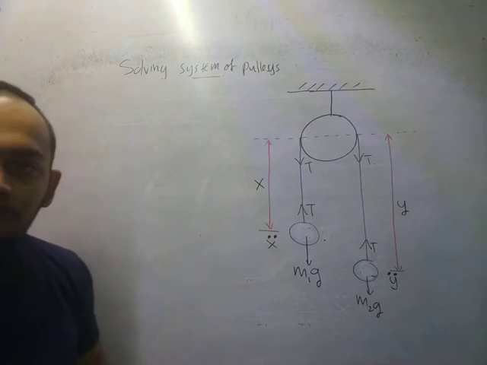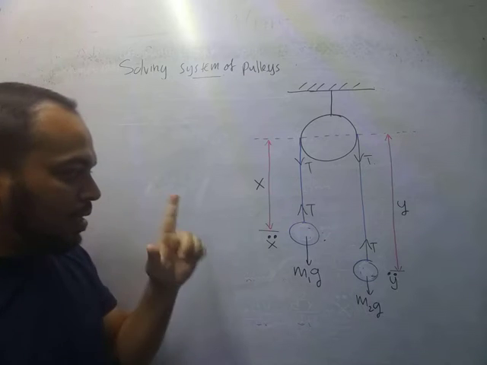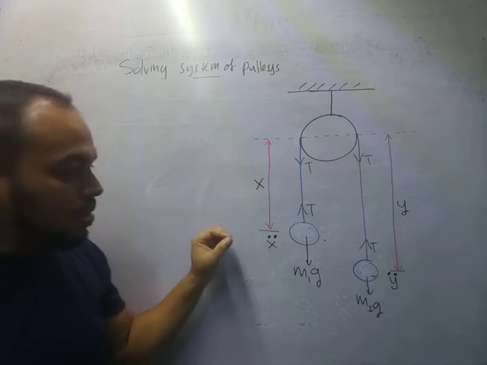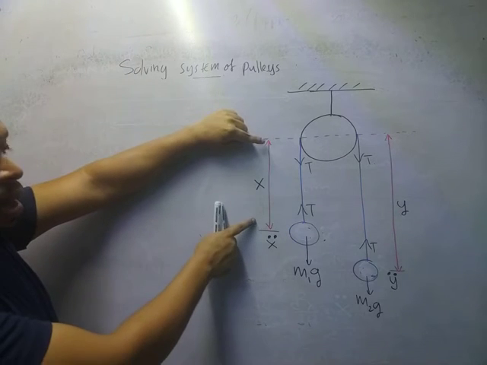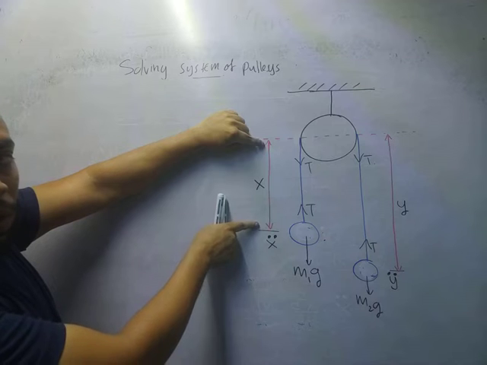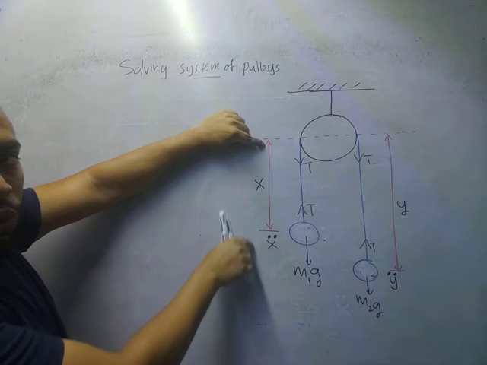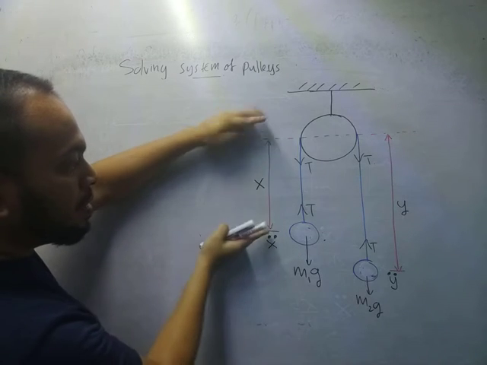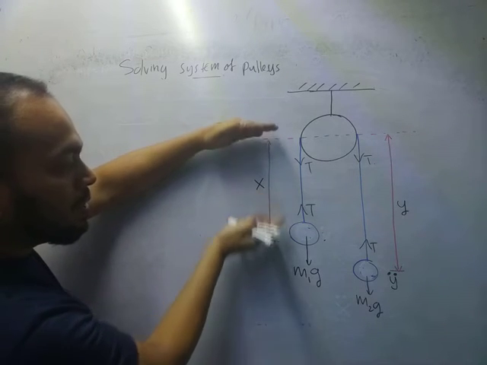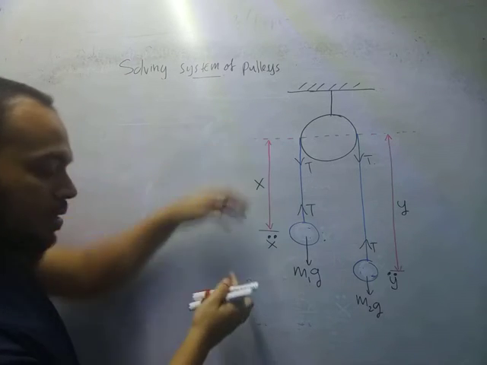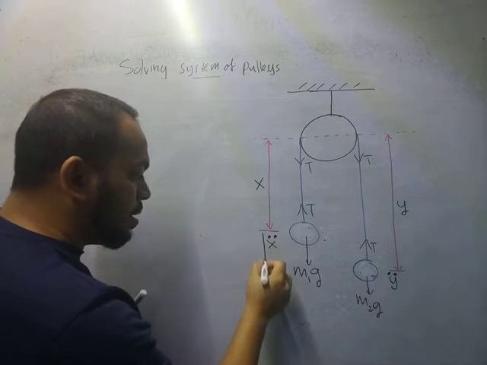What is the direction of the acceleration? Now here's the thing. We mark the direction of the acceleration in the direction of increasing x. Now in which direction, when you move, will x increase? If you move in this direction, x will decrease. If you move downwards, x will increase. So we mark it in this direction.